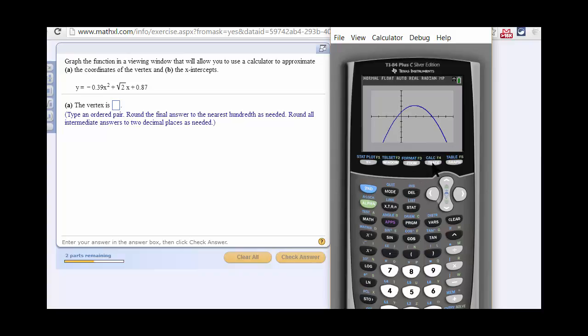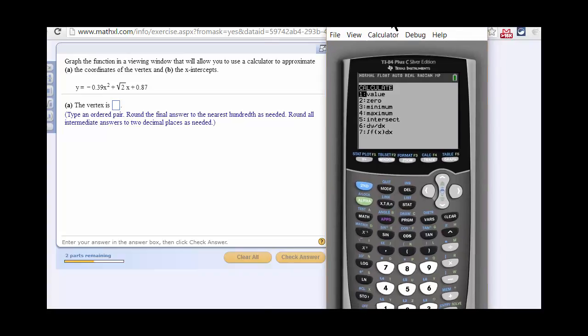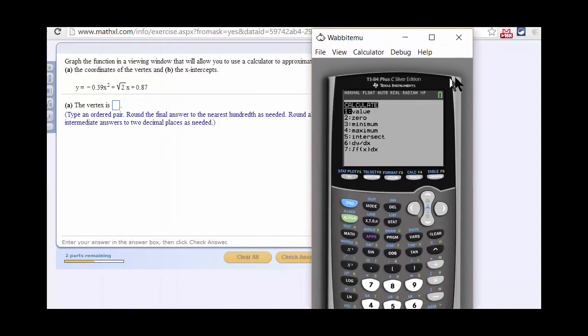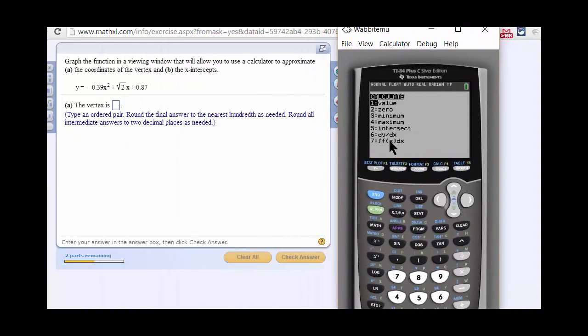Second trace. Well, if you look closely, well, wait a minute. Whoa, that's gigantic. Wonder what happened there. If we go back to graph for a minute, you see that we have an inverted parabola and the vertex is the maximum point. So when I go to the calculate menu, which is second trace, I'm going to select maximum.